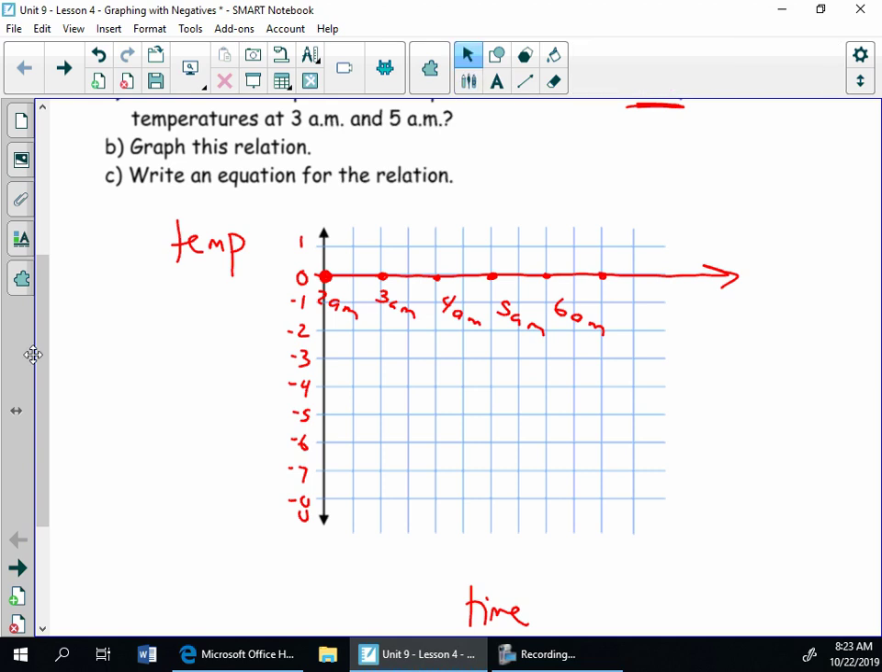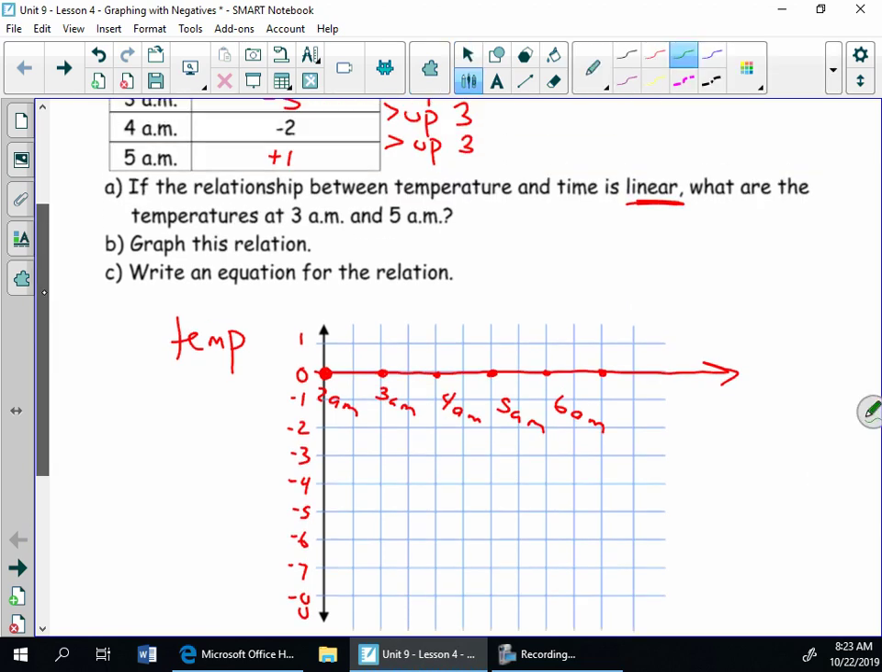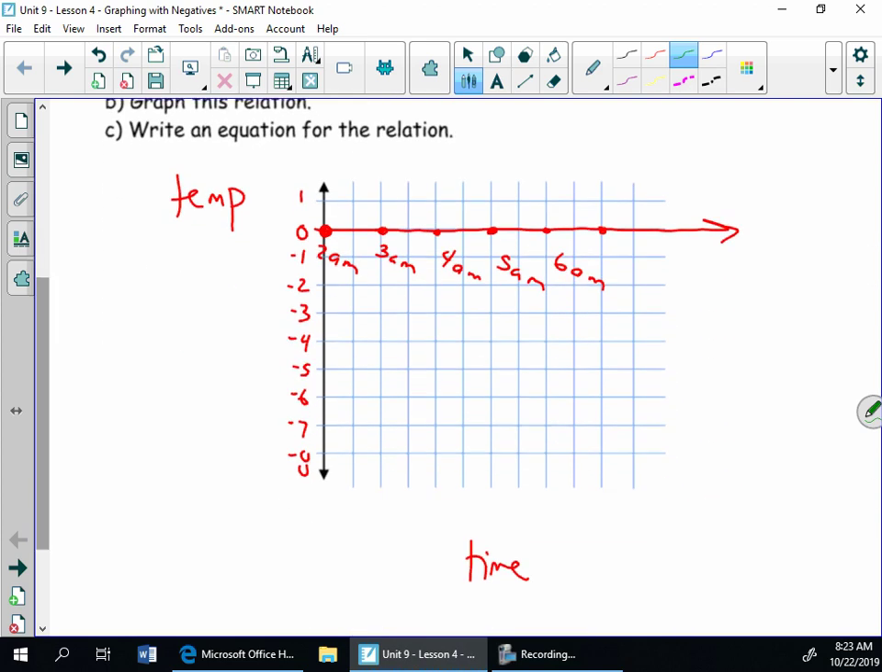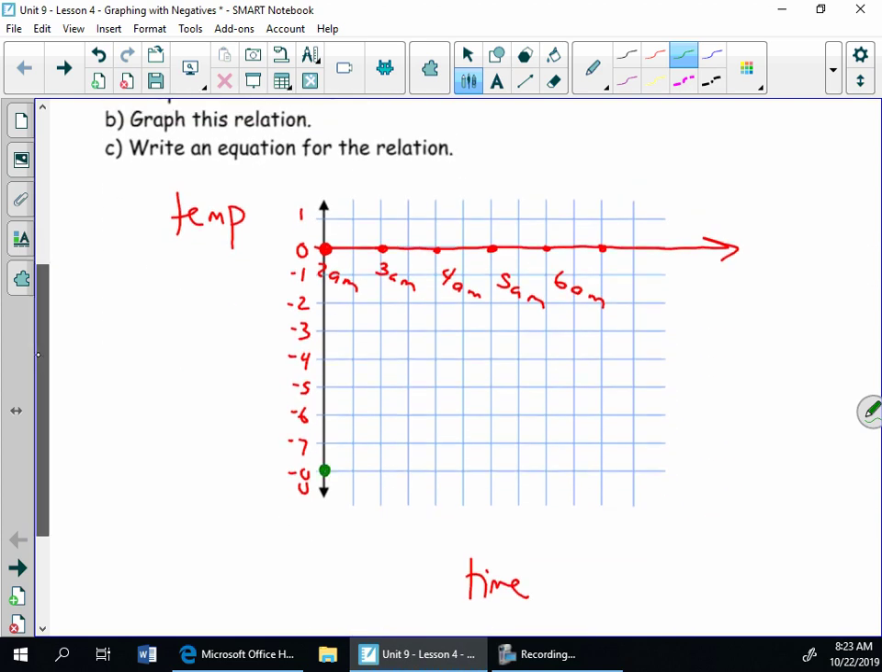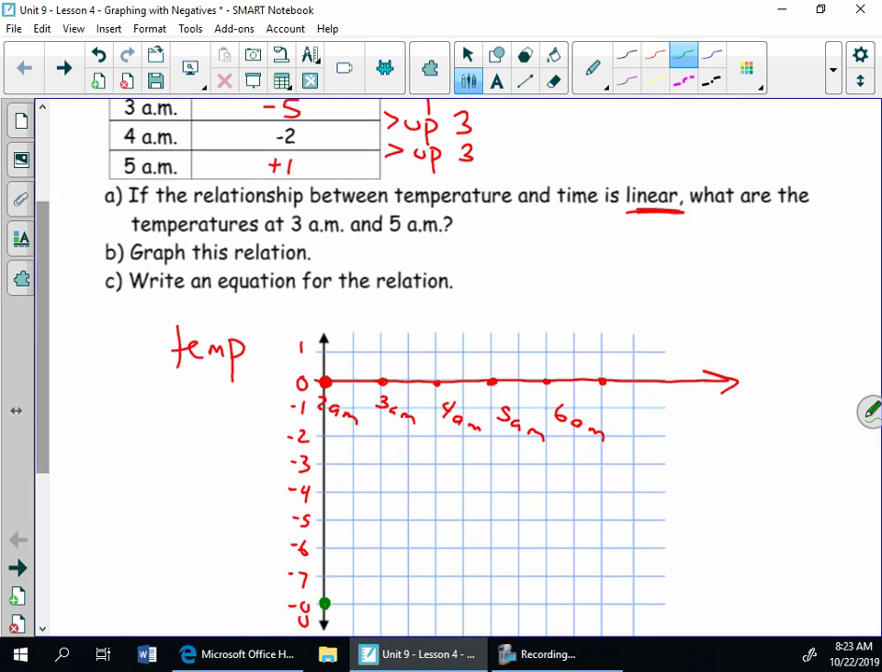Okay, if we graph our data, what do we know? 2 a.m. is minus 8. At 3 a.m., it went up 3 degrees, it's minus 5. Just right there. It went up 3 more degrees. And then it went 3 more degrees. It's following a pattern. Linear things follow a pattern to make straight lines. That's kind of our big idea. Okay, but this time we had some negative things.